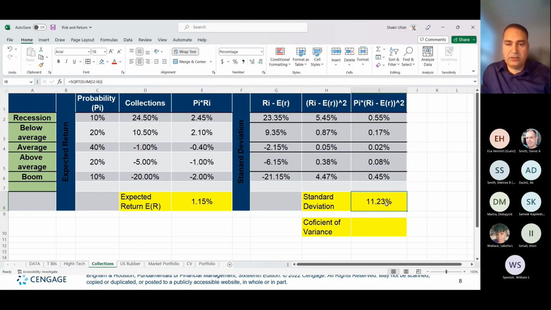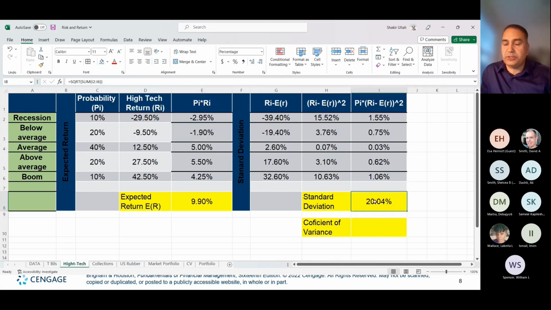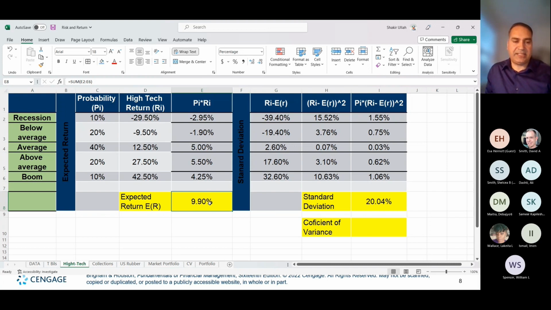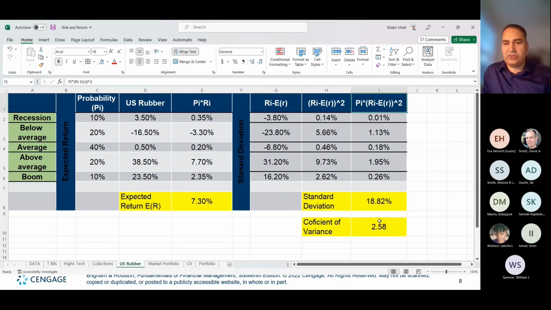And you can clearly see that the risk of this asset, which is the collections, is 11%, compared to the risk of the high tech, which is 20%. So high tech is more risky, but of course you can see it also gives you a very high expected return. So you see that trade-off. And if you repeat that process for the other assets, you can see those numbers right here. Any question? Do you want me to do the rest of this for you, or should that be good enough?